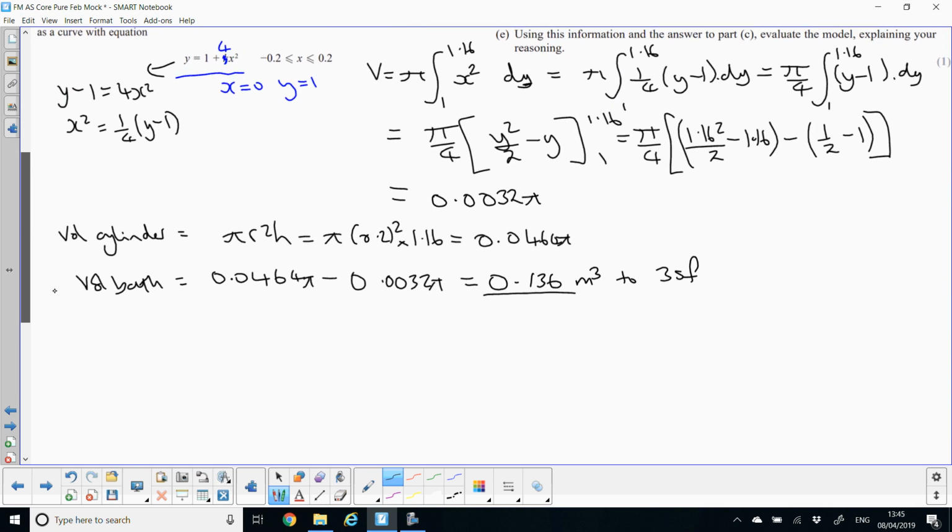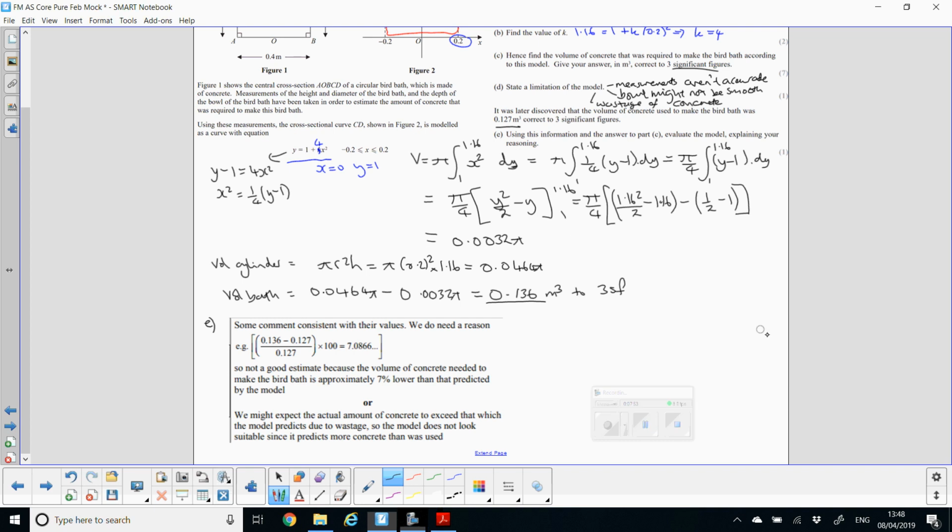So there's different things we could do here. I will just copy those in from the mark scheme, save me some writing. Right, so you can see here that it's a comment consistent with your values. So they did allow a follow through for some probably more sensible answers. But you do have to have a reason. So you can't just say over or underestimate. For example, you could find a percentage error and say it's not very good because it's 7% out. Or this was quite a good practical reason here, particularly if you put that you thought there might be wastage of concrete. So you could say that you'd expect the model to overestimate, but actually it's underestimated. The important thing here is that you must have a reason in context.